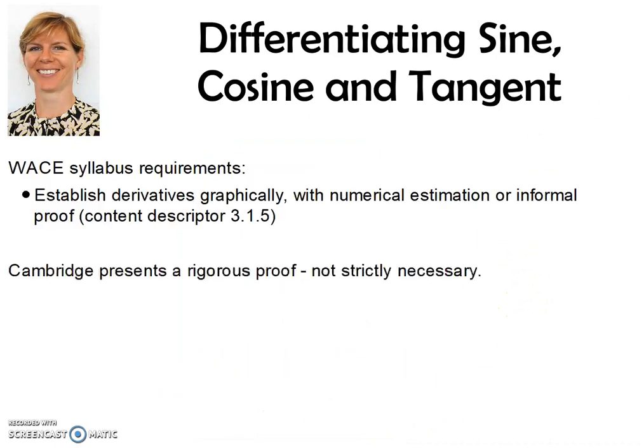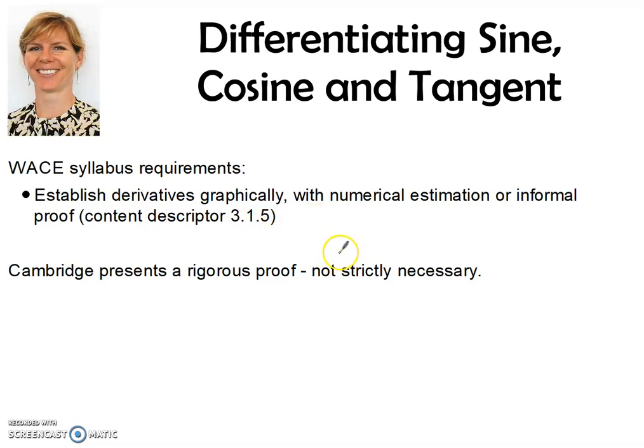Right, so let's look at differentiating sine, cos and tan. Just to have a look at the syllabus requirements, this is really important because this tells you what you legally can and cannot be examined on, particularly in Year 12 looking at your ATAR at the end of the year. The syllabus requirements say that you need to establish derivatives of sine, cos and tan graphically, with numerical estimation or in formal proofs. That's content descriptor 3.1.5 if you want to go and have a look at it.